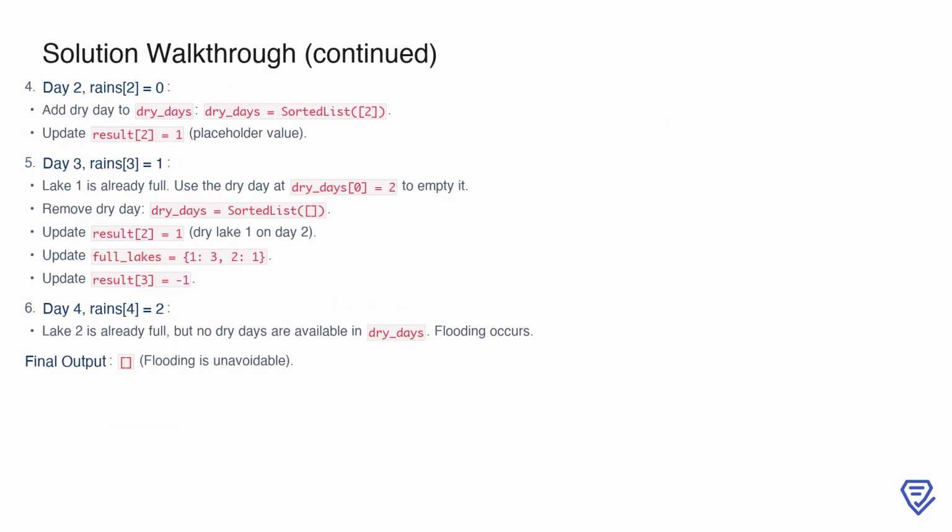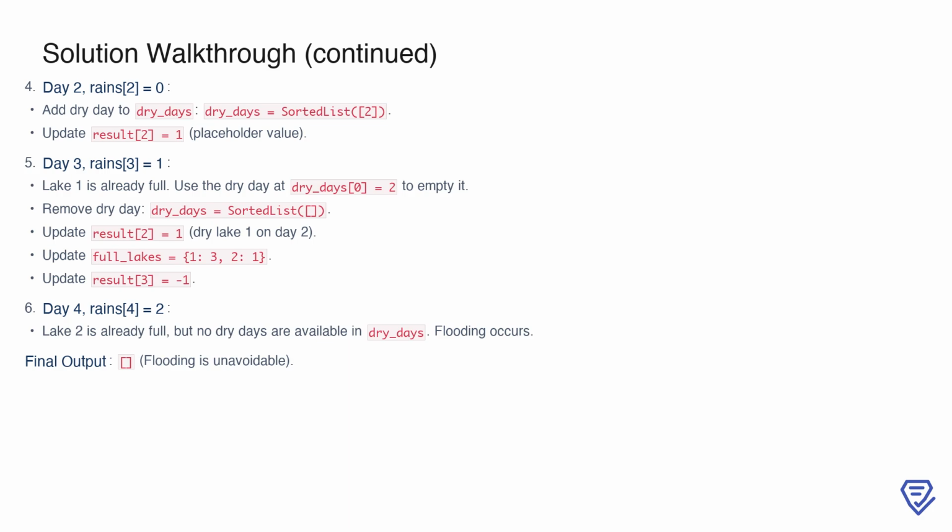On day 2, we encounter our first dry day, denoted by 0. We add this dry day to the dry_days list, making it sorted list 2. As no lake needs drying immediately, we leave a placeholder value of 1 in the result array for now.